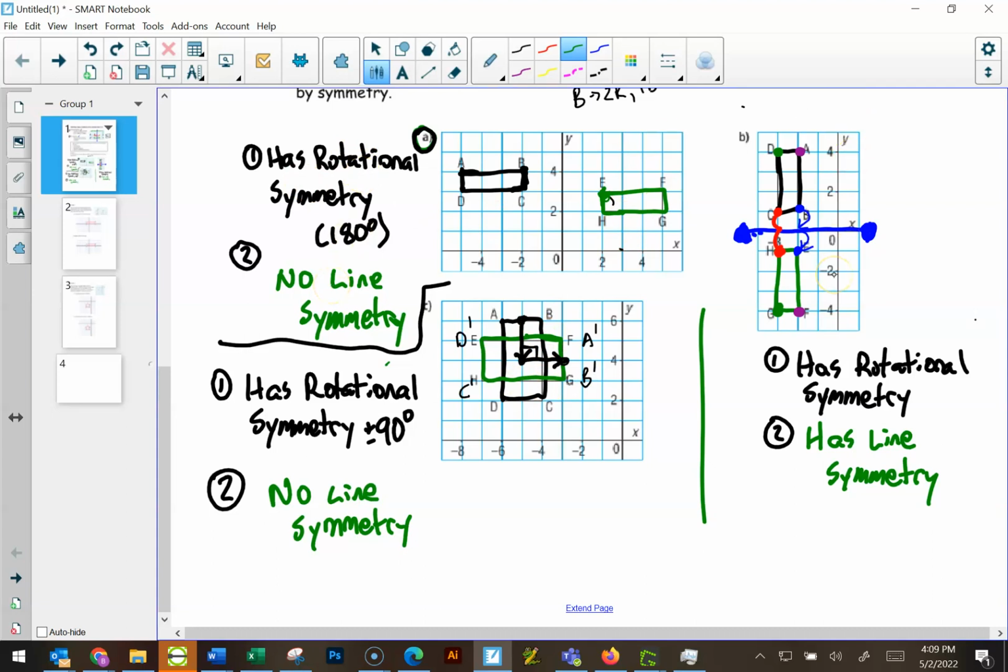The second one had both rotational symmetry and line symmetry. The third one, very much like the first one, had rotational symmetry, but it did not have line symmetry.